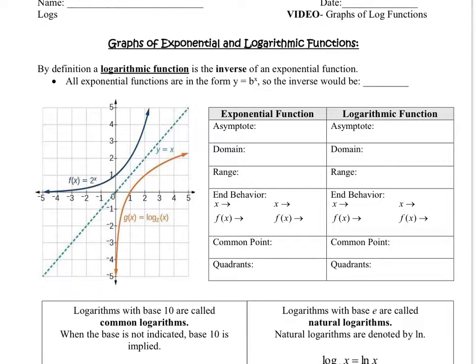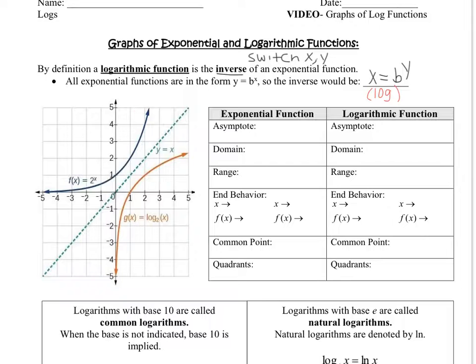Hi everyone, in today's lesson we're going to talk about graphs of exponential functions and logarithmic functions. By definition, a logarithmic function is the inverse of an exponential function. Since all exponential functions are in the form y equals b to the x, the inverse would be x equals b to the y. If you recall, the inverse tells us to switch the x and y values. So if we had an exponential function y equals b to the x, x equals b to the y would be the log function.